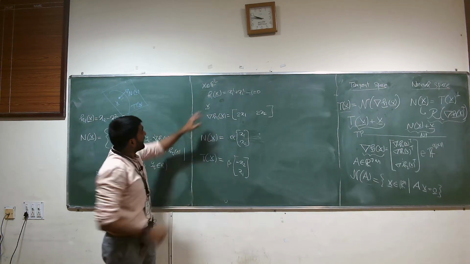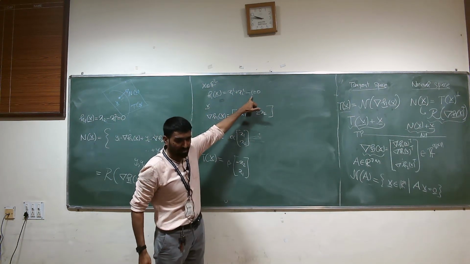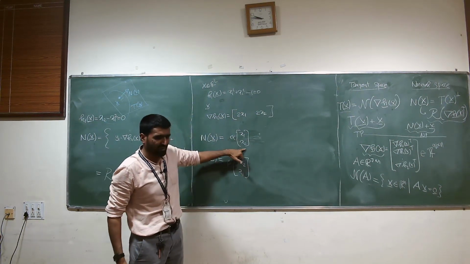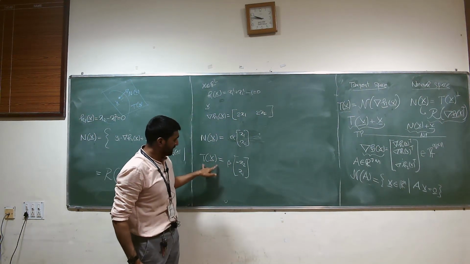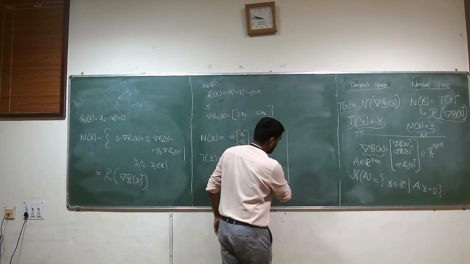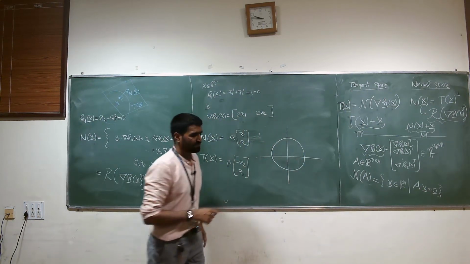So for h1 of x, which is a circle, the radius of the circle does not matter. The normal space is a set of vectors like this. The tangent space is a set of vectors like this. Let's see if that is correct. This is your h of x.